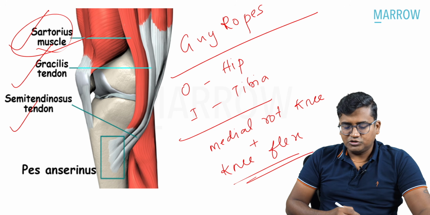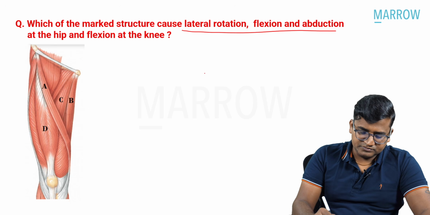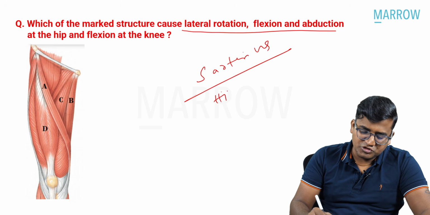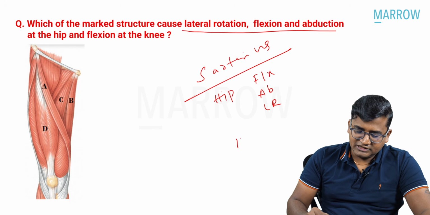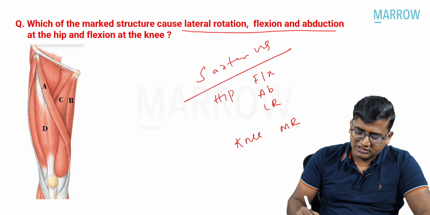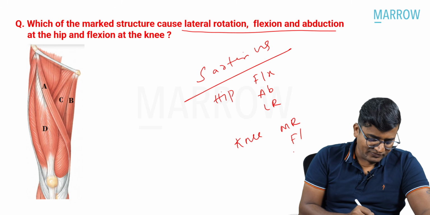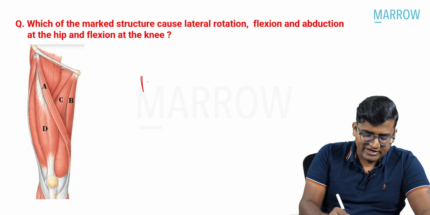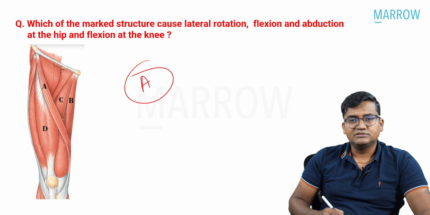So the sartorius muscle totally will do 5 movements. In the hip joint: flexion, abduction and lateral rotation. In the knee joint: medial rotation and flexion. Okay? Right. So the sartorius muscle is the answer. Now A is the answer for that question.